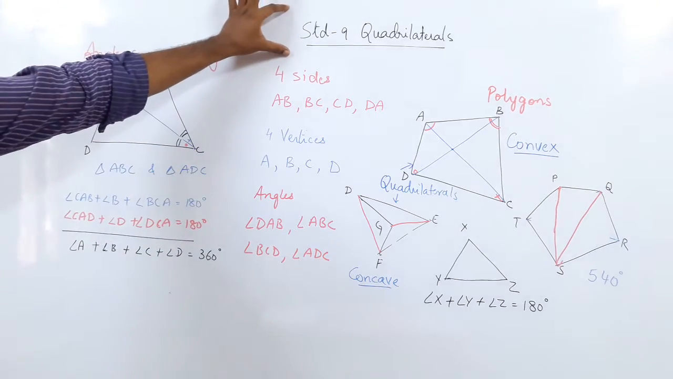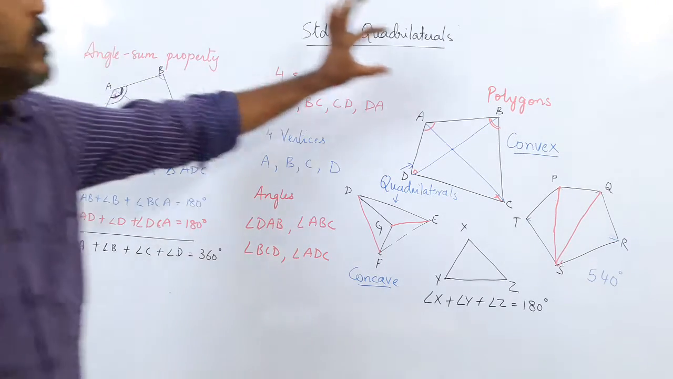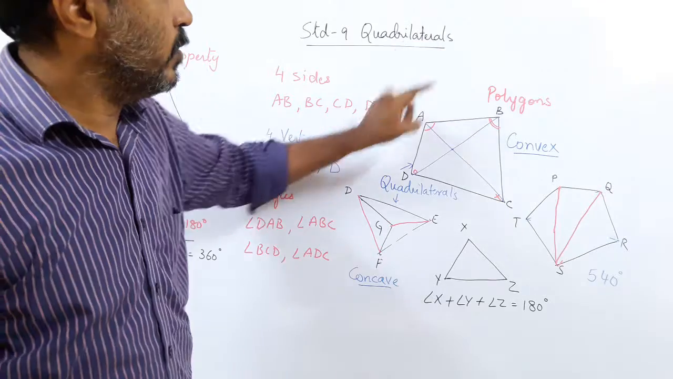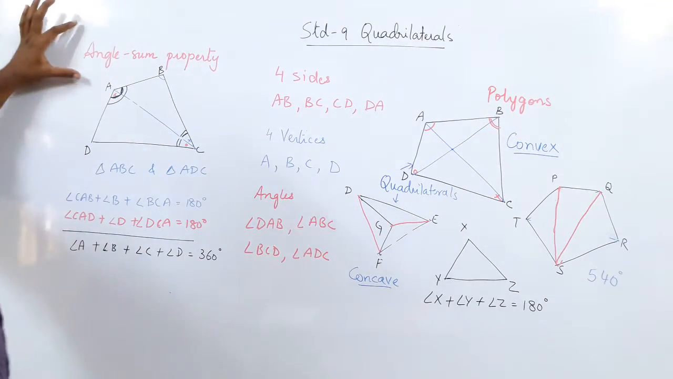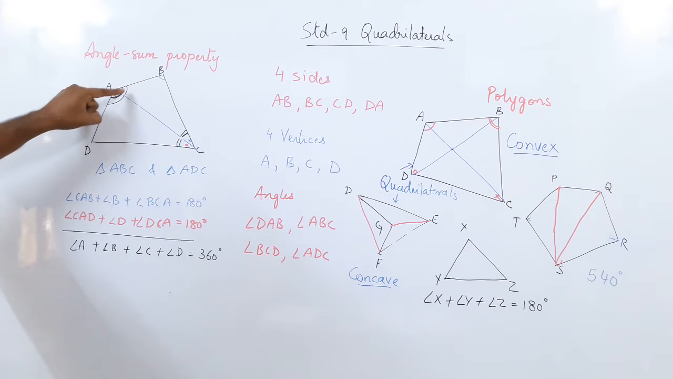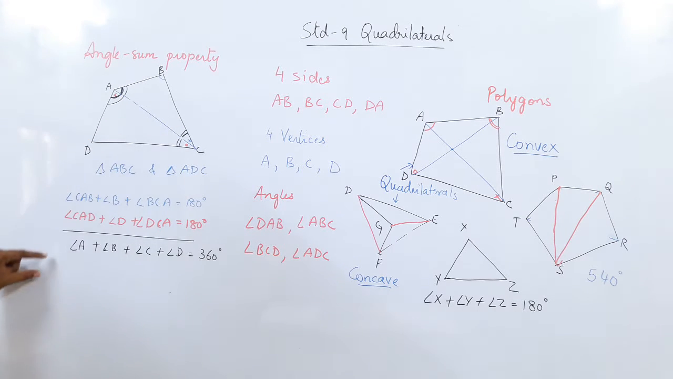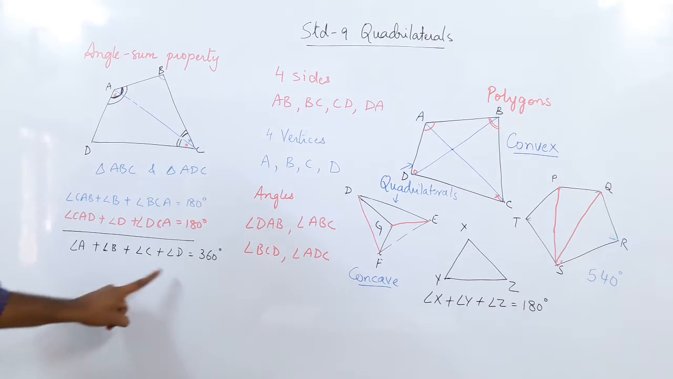So have you understood what a quadrilateral is? I will revise again. A closed figure, a polygon, with 4 sides is called a quadrilateral. And what is the angle sum property of a quadrilateral? If you add up the 4 angles of the quadrilateral, the sum is always 360.